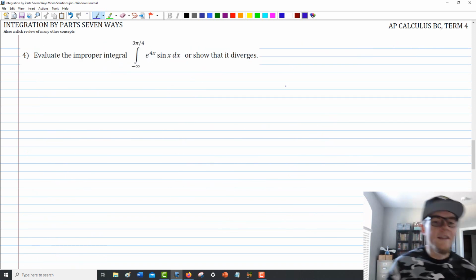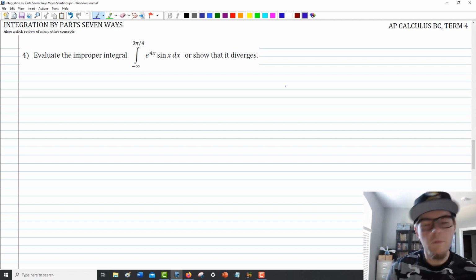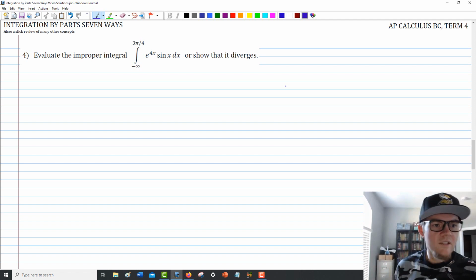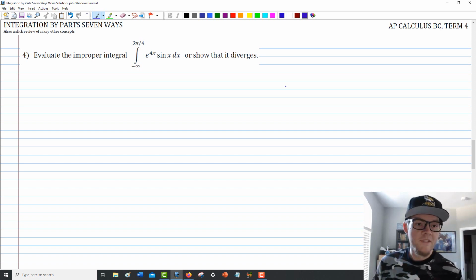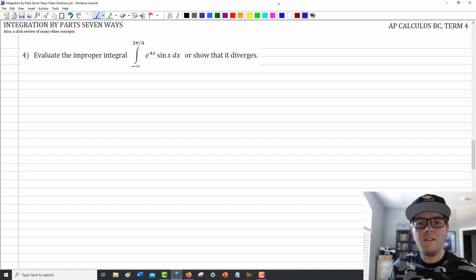Question number 4. Yes, I think I worked out this one pretty carefully when I was writing it out to make sure it would work, so we'll see if it cooperates. So it says evaluate the improper integral, that one, or show that it diverges. Okay, sounds good.